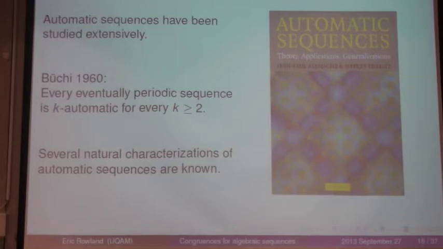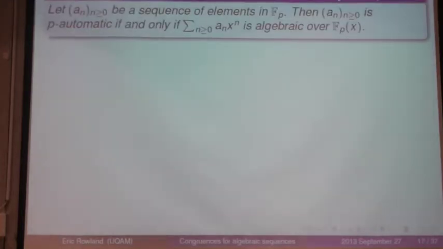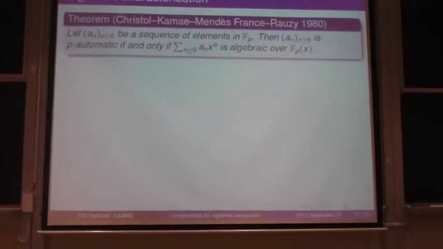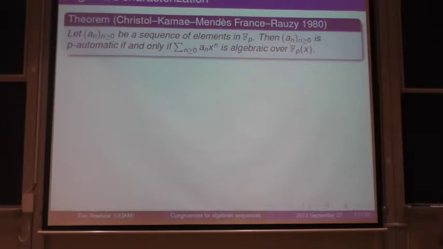And there are several natural characterizations. The one that's really going to be important is this algebraic characterization, which says that if your alphabet is the finite field of size p, then a sequence is p-automatic if and only if its generating function is algebraic. So p-automatic sequences over a finite field and algebraic sequences are exactly the same thing. Well, okay, a finite field at least of size p. A similar thing works for other finite fields.